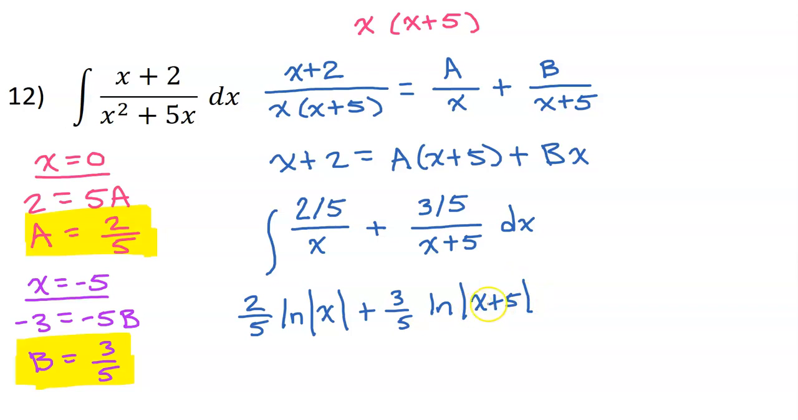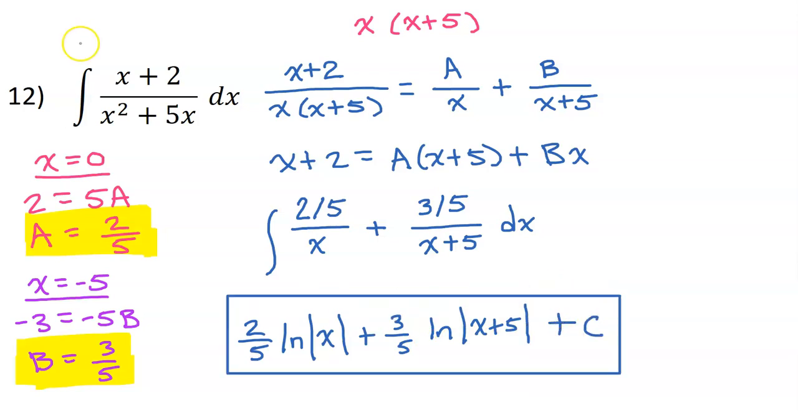Normally we have to divide by u prime, but u prime would just be 1, so that doesn't change anything. And don't forget your plus c. So that's the final answer for number 12.